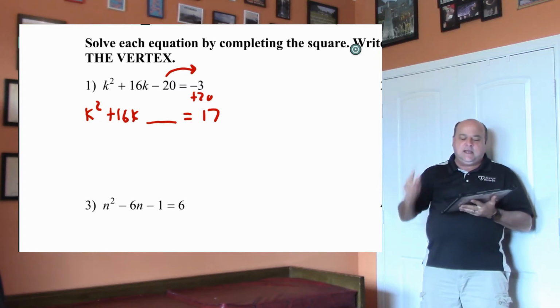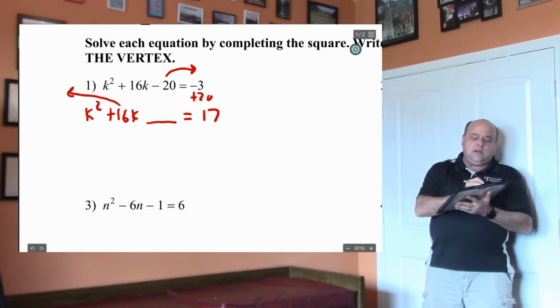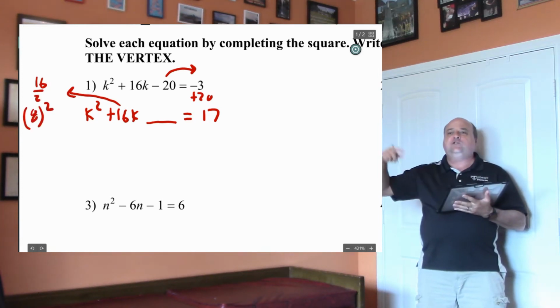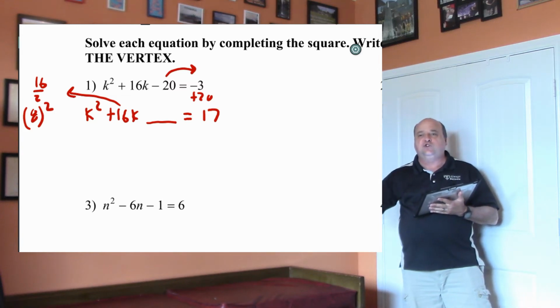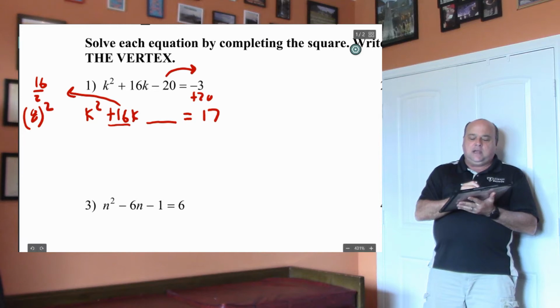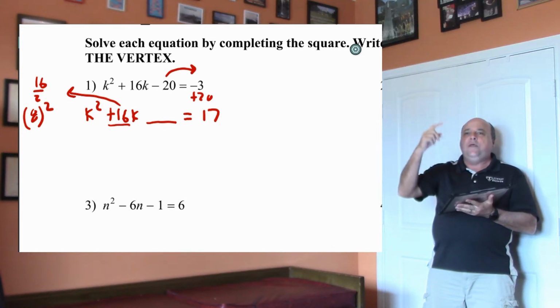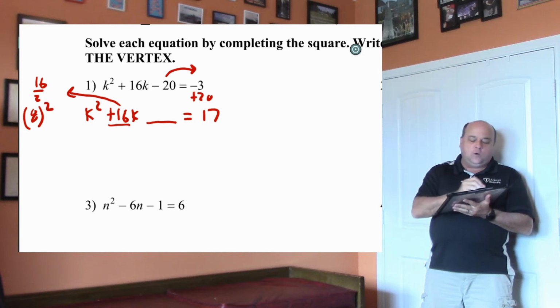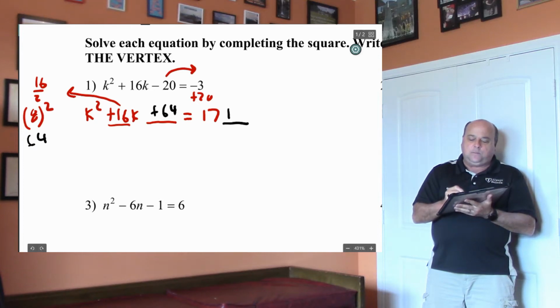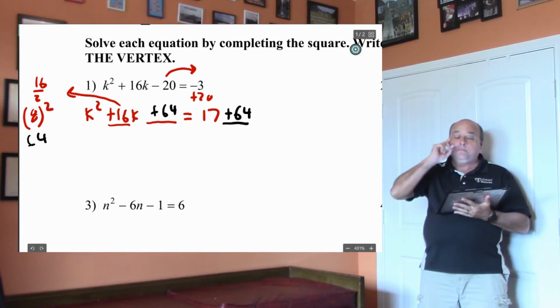Does that make sense? Now then, you're going to take this number and divide it by 2. You would get 8, and then you're going to square it. That's why they call this completing the square. So you take this number, the b term, you write it over, divide it by 2, and square it. 8 times 8 is 64. I'm going to add the 64 to both sides. You may want to put a plus over here too, okay?